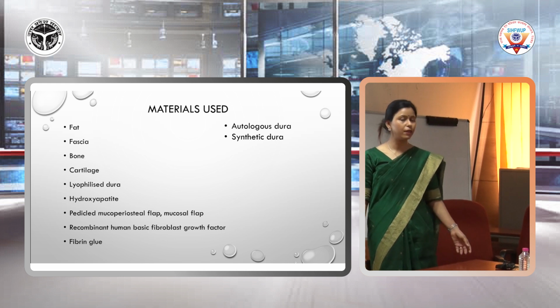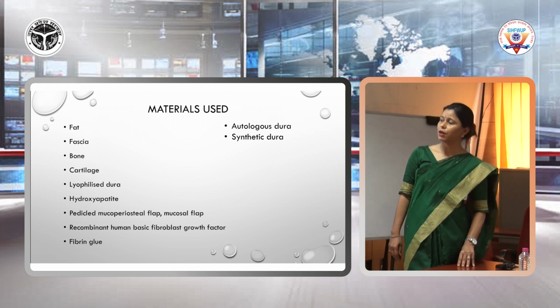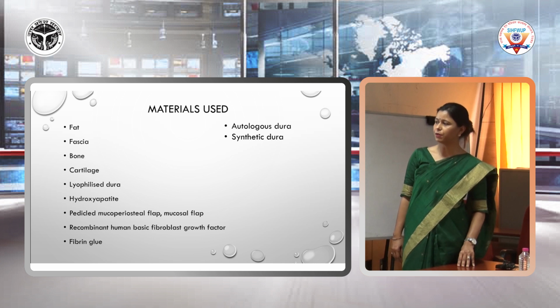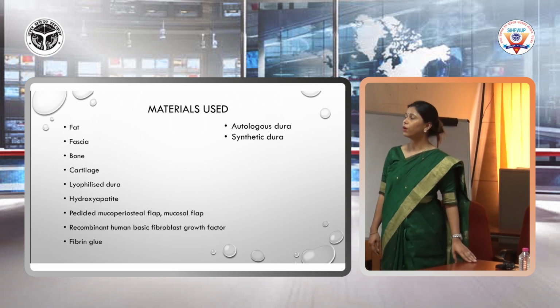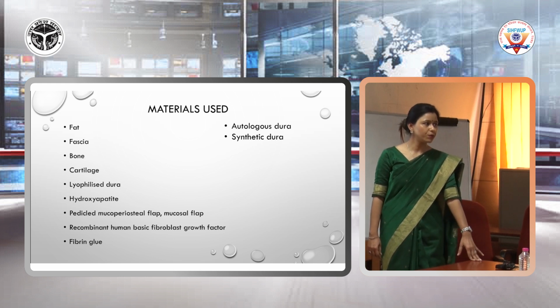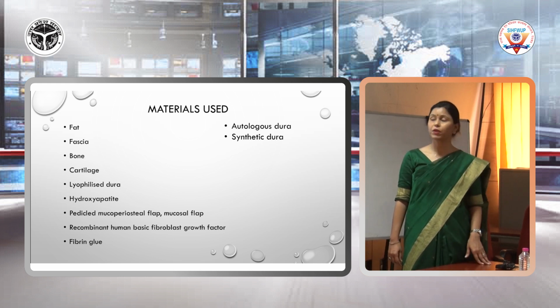Bone can be used, cartilage, lyophilized dura, hydroxyapatite, pedicled mucoperiosteal flap, mucosal flaps, free flaps also, recombinant human basic fibroblast growth factor, fibrin glue, autologous dura or synthetic dura. Neurosurgeons generally use this a lot.